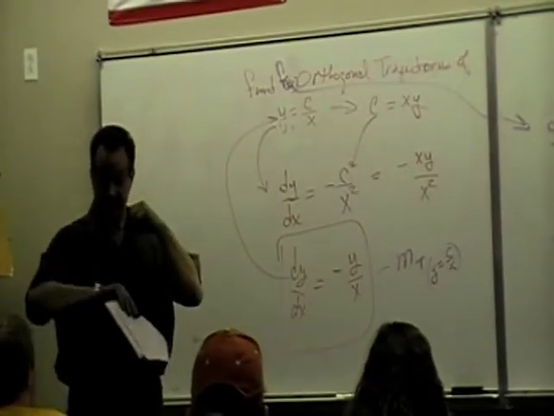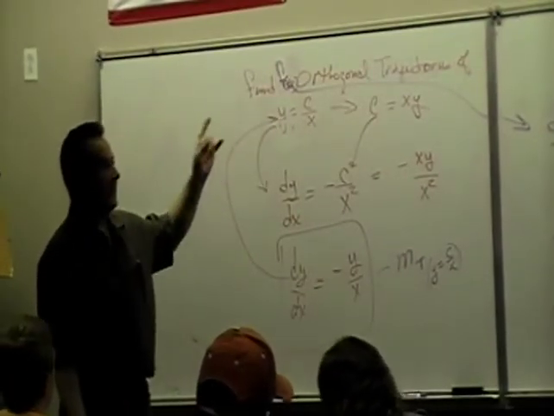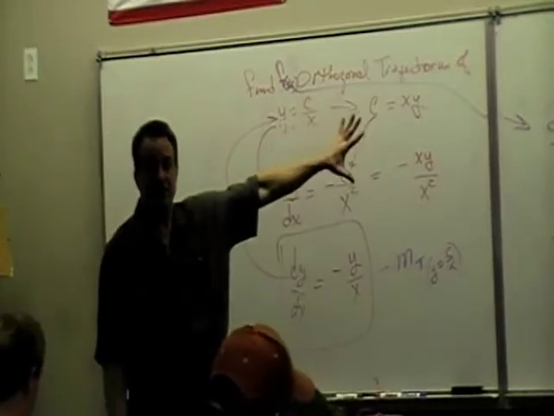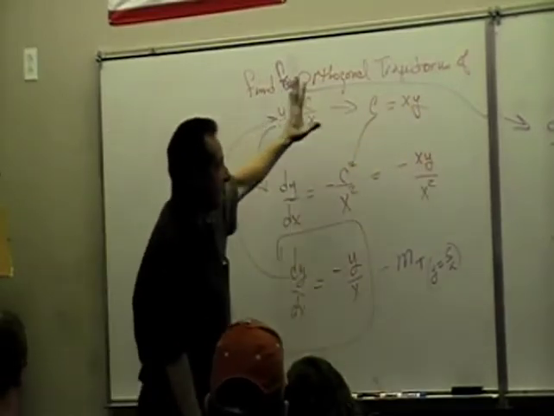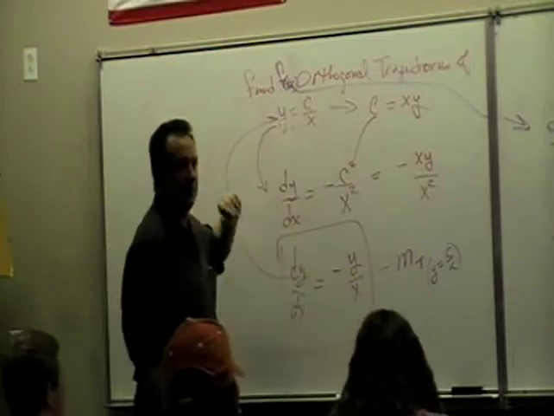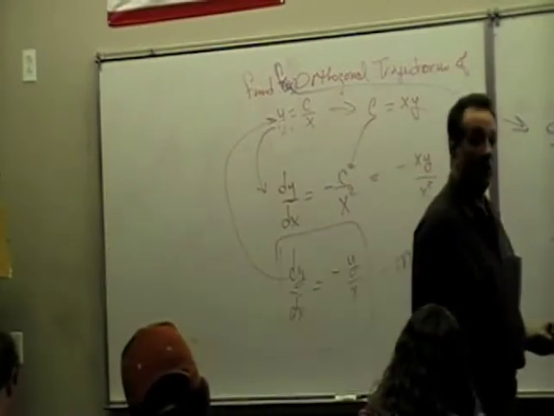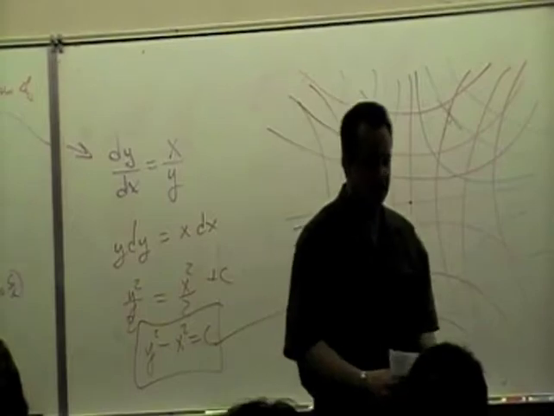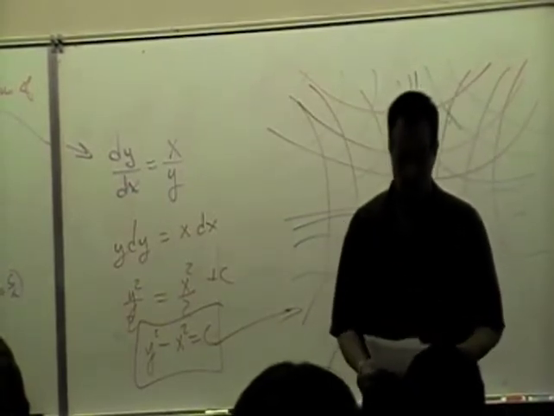Next time, which is what? Tomorrow. We're going to do orthogonal trajectories. This is all in Cartesian coordinates, right? Where the slope of the tangent line is the derivative of y with respect to x. Tomorrow we're going to be dealing with orthogonal trajectories in polar.